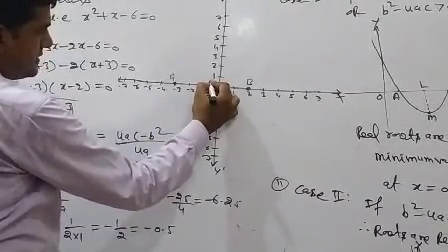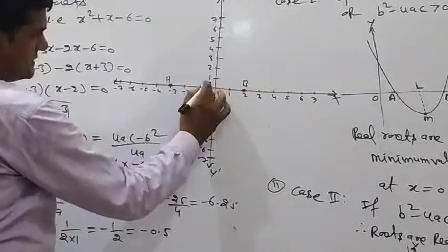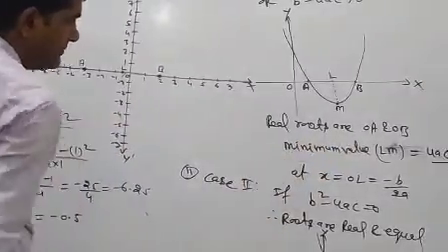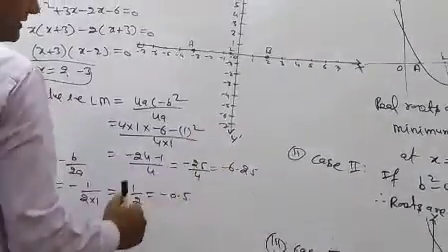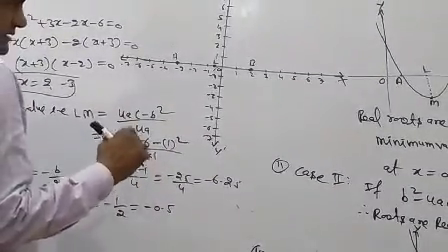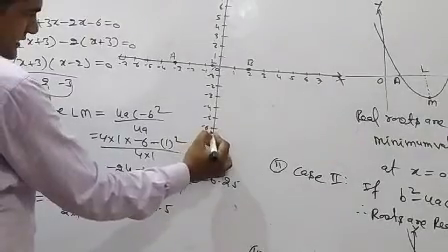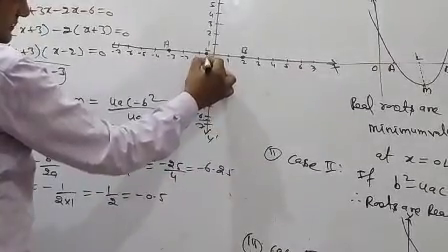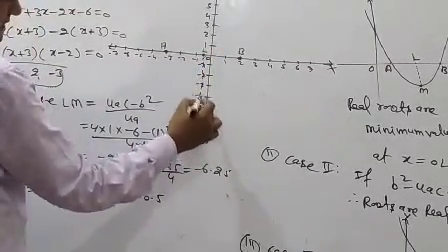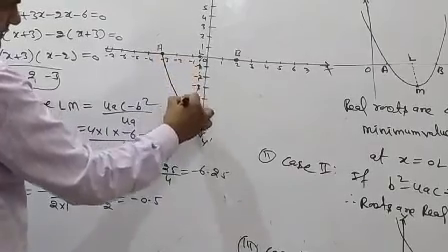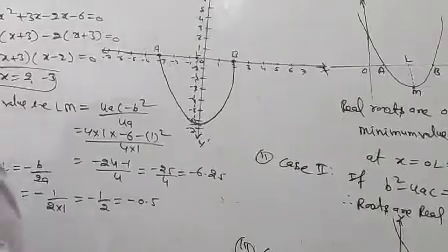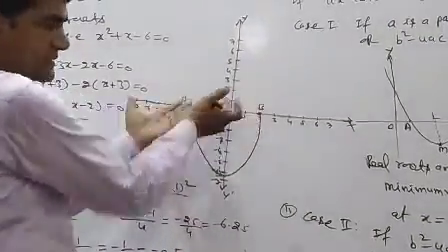Clear? Now this is OL, means L. Now this is O here. Clear? And LM is equal to minus 6.25. Minus 6.25, downside. Minus 6.25 means like this. Clear? And this graph comes this side. Clear? Now how can we draw above the x-axis?